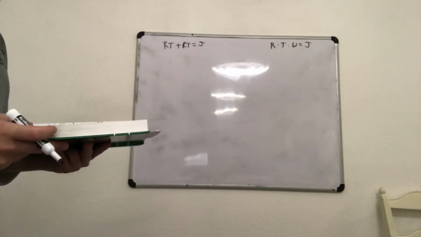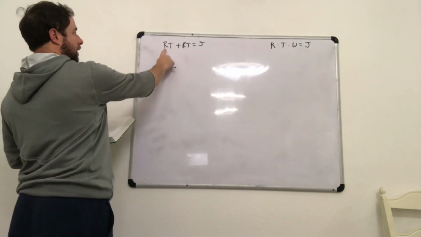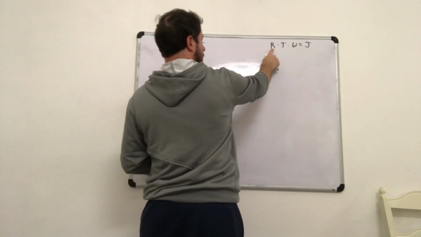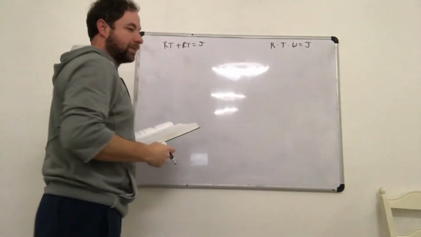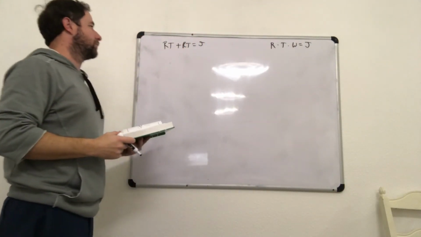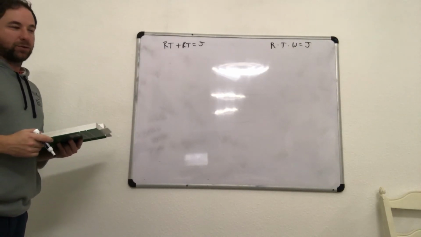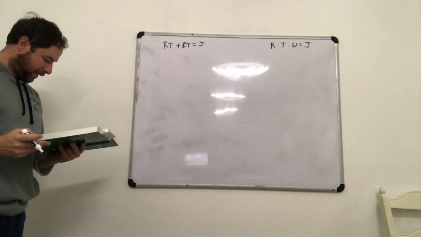The last part of lesson 25 are two different rate problems. The first one is rate times time plus rate times time equals jobs. Another one is rate times time times workers equals jobs. So R stands for rate, T stands for time, J stands for jobs, and W stands for workers. These are two formulas that you need to put on your formula page.